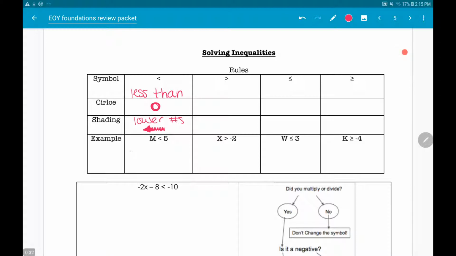So on a number line, those lower numbers are to the left. Okay, so for example, if I was talking about m is less than 5, I would put an open circle on 5 and then shade that way, because that's where the lower numbers are.